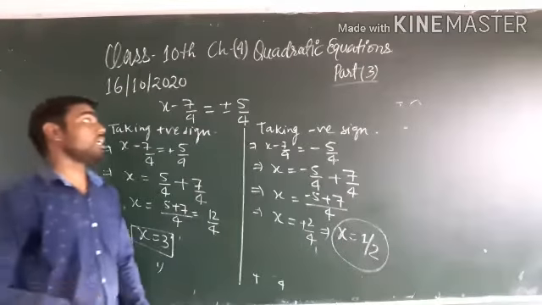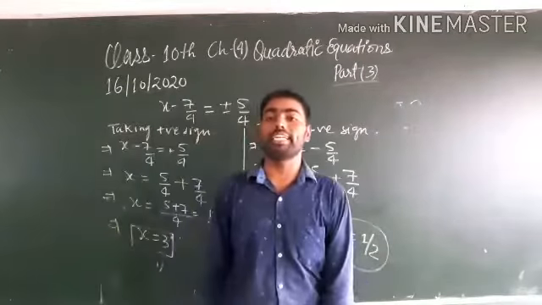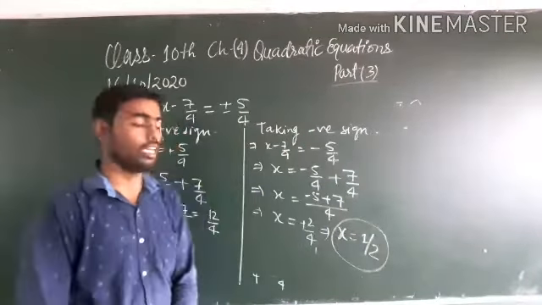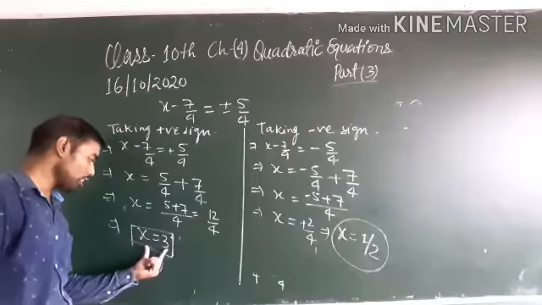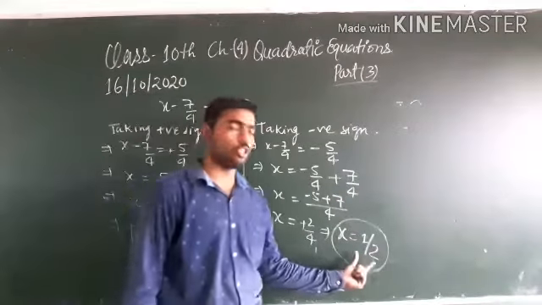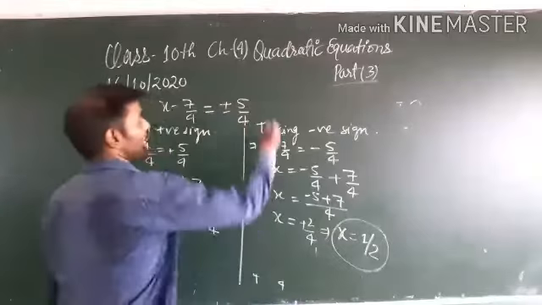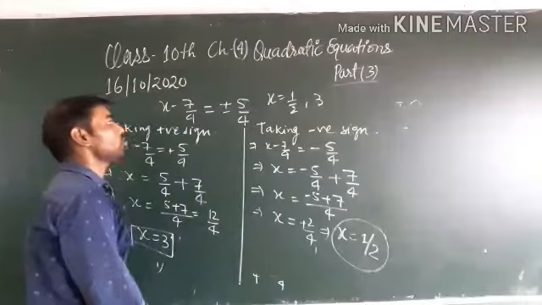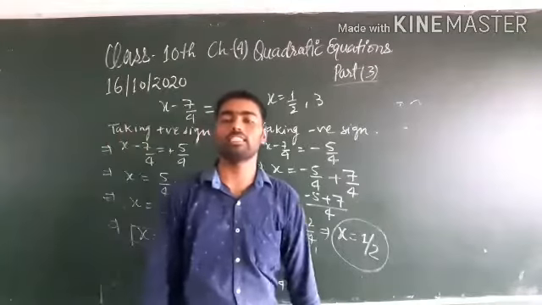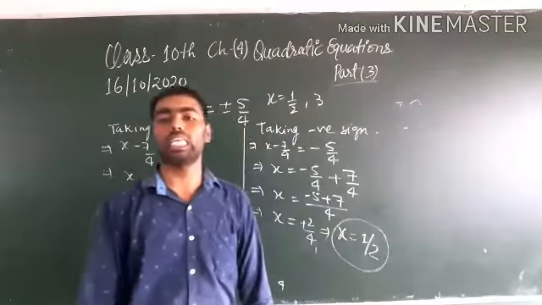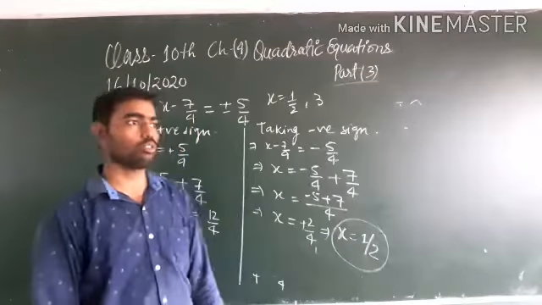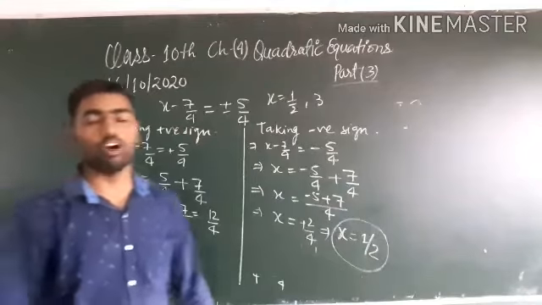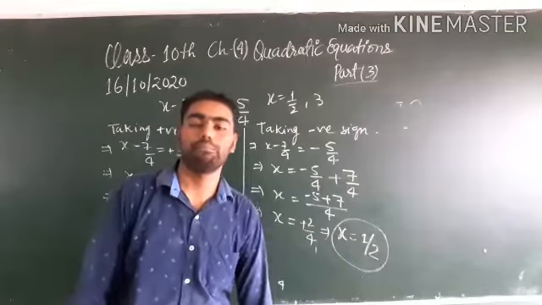So here the solutions of the quadratic equation 2x square minus 7x plus 3 is equal to 0. It means x is equal to 3 and x is equal to 1/2. So we write x is equal to 1/2, 3 as the solutions of 2x square minus 7x plus 3 by the method of completing the square. So this is the complete explanation of question number 1, first part, of exercise 4.3.